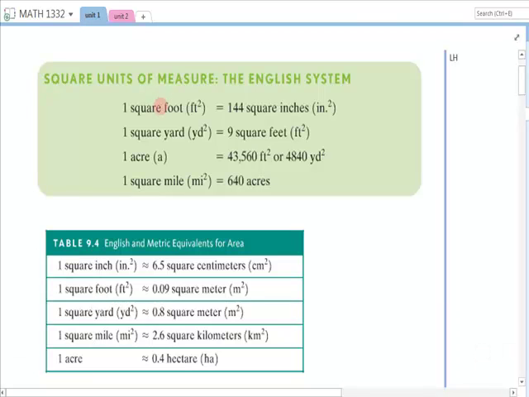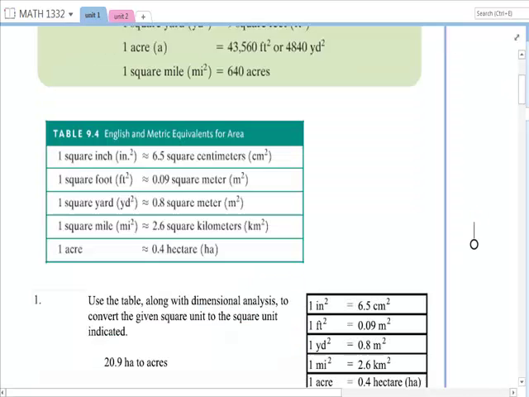Your chart. So a square foot is 144 square inches, 12 by 12. Square yard is 9 square feet, 3 times 3. Then it goes on to have acre in square feet or square yards, and a square mile is how many acres. I don't honestly know where the measurement acre came from. We also have some conversions between a square inch and square centimeters. So you don't have to remember all these, you just need to be able to use them.